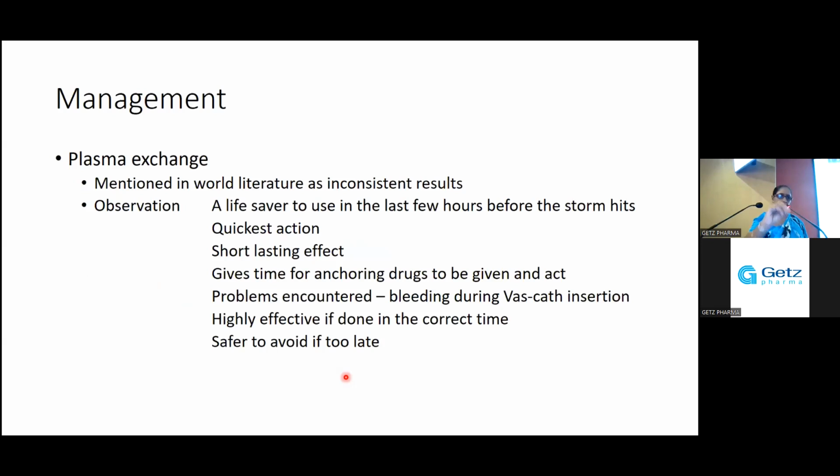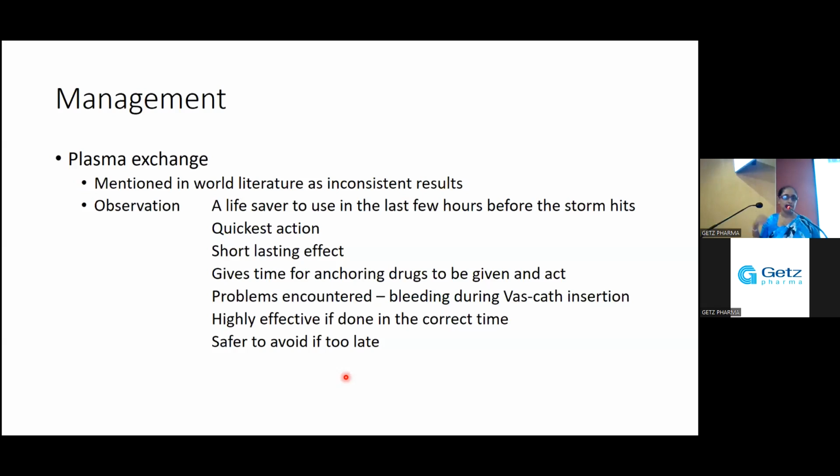So plasma exchange, this was the biggest tool that I learned how to manipulate. Plasma exchange is invaluable as a lifesaver. This is also mentioned in world literature as having inconsistent results, and it is given in the list of things that you can use. It has a very short-lasting effect, but very quick action. I was happy when the other day one of our colleagues told me his experience of it acting quickly. Yes, it's the same experience with me. It's very short-lasting but quick to act.